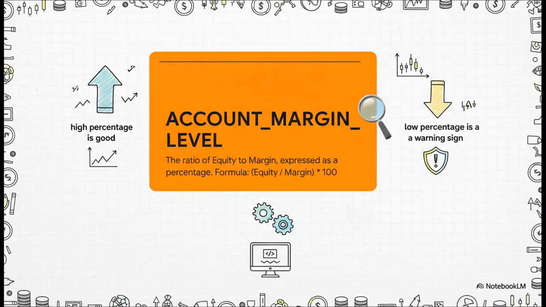So what is the account margin level? It's just a percentage, but it's a super powerful one. It shows you the ratio of your total equity compared to the margin you're currently using. And you can grab this number directly with that AccountInfoDouble function we talked about. The formula is simple. It's just equity divided by margin times 100. High percentage, you're in good shape. Low percentage, that's a major warning sign.